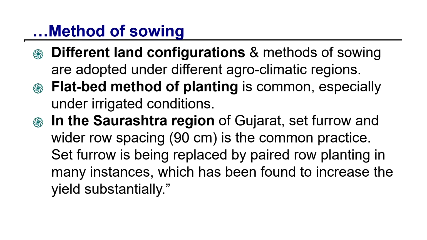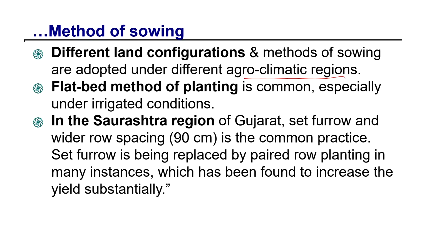Now, different land configurations and methods of sowing are followed under different agroclimatic conditions. So, one method may not suit all other regions. So, it varies with the region, it varies with the variety you are going to have, climatic conditions, soil conditions, all will govern the sowing method. Also, the economic status of the farmer will also decide the method of sowing.